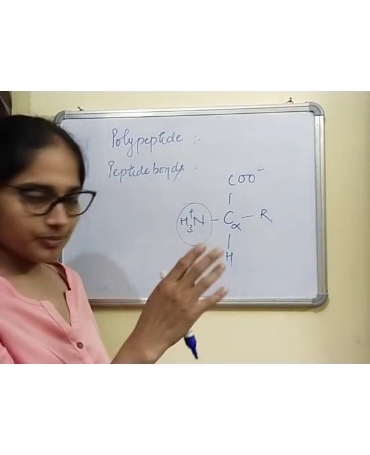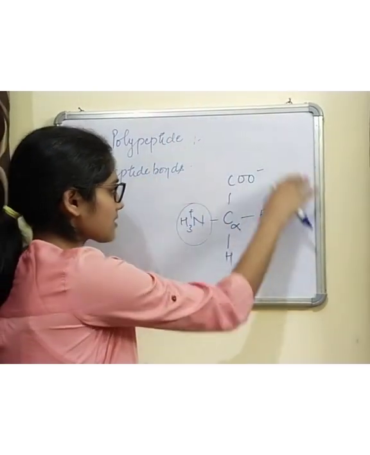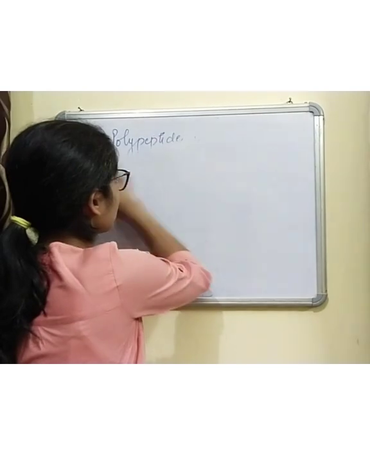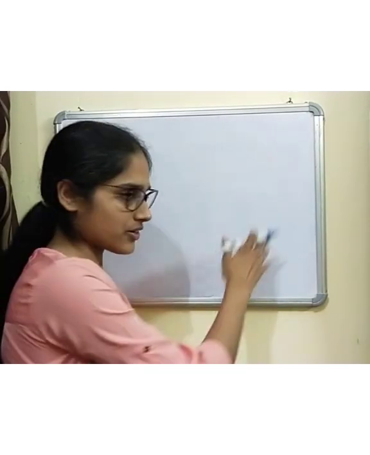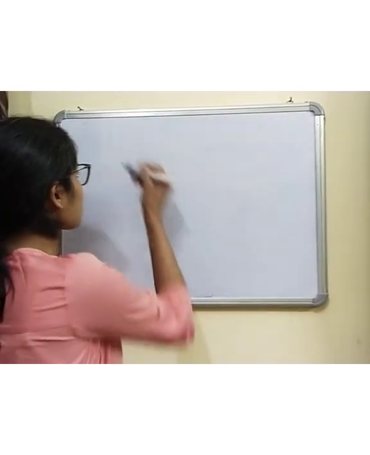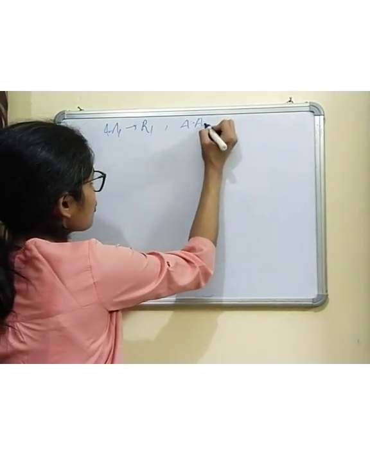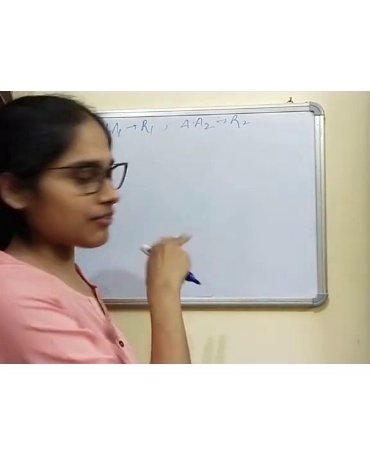This is the general structure of an amino acid. Now let us discuss how the bond is formed. Last time I told you that all the 20 amino acids have different R groups. The R group is variable while the rest of the structure remains the same. So suppose there are two amino acids, amino acid 1 which has an R group R1 and amino acid 2 which has an R group R2. Let's have a look at how the bond is formed between these two.